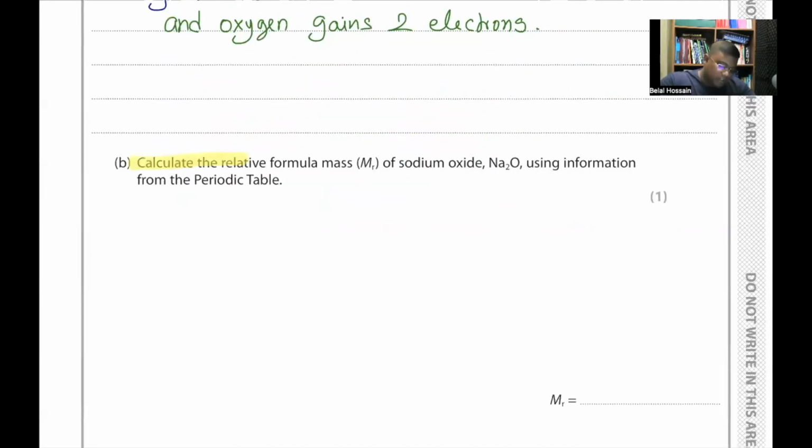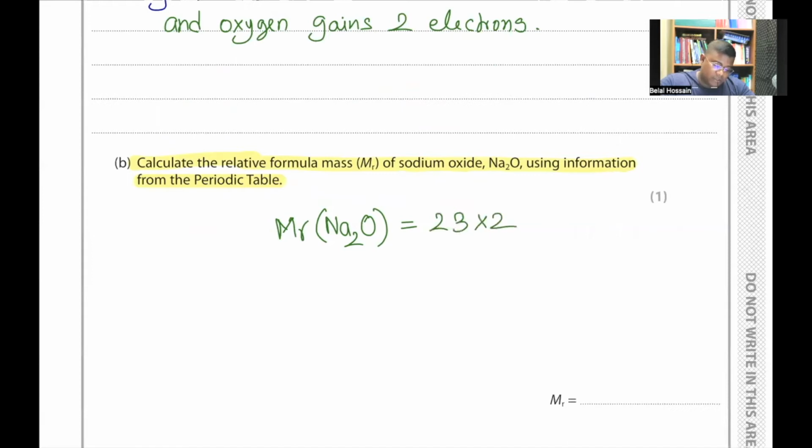Part B. Calculate the relative formula mass, Mr, of sodium oxide using the information from the periodic table. If we find the Mr of sodium oxide, Na2O, we're going to be using the periodic table that is given in the front, on the second page of this question paper. Sodium has a mass of 23. There are 2 sodiums, so 23 multiplied by 2, and then oxygen has a mass of 16. So in total it adds up to 62.